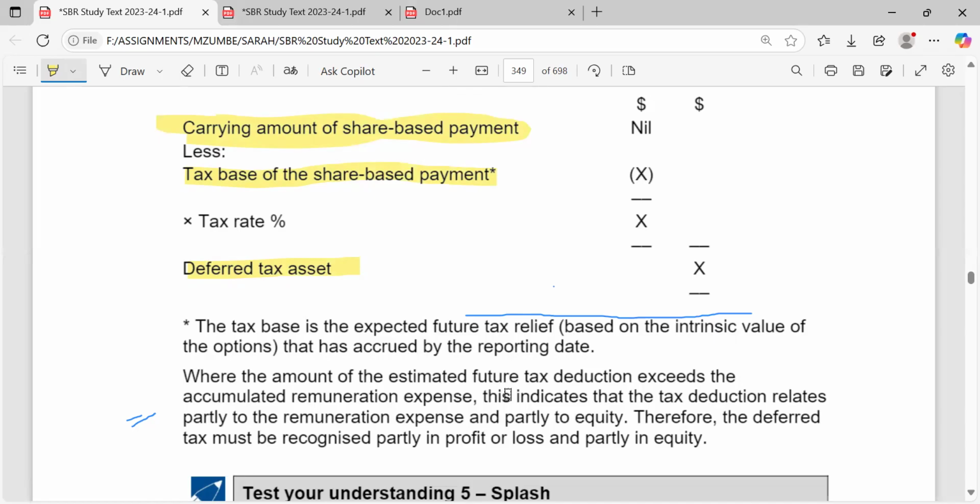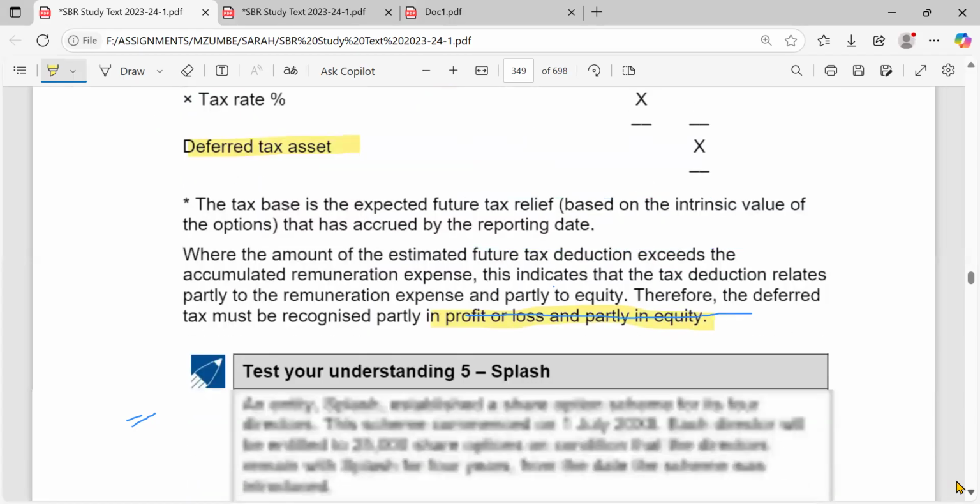If you have gone through IFRS 2, you know that when you deal with equity settled share-based payment, we usually credit something in equity and then we debit something in an expense, right? So in case there is a difference, then it means part of it is on an expense and part of it is related to what? To equity. So it won't matter. The balancing figure will just be taken to the other side. Therefore, the deferred tax must be recognized partly in profit or loss and partly in what? In equity. This one shouldn't be a big deal. The balancing figure will just go the other way around, so you won't have to worry about this at all.